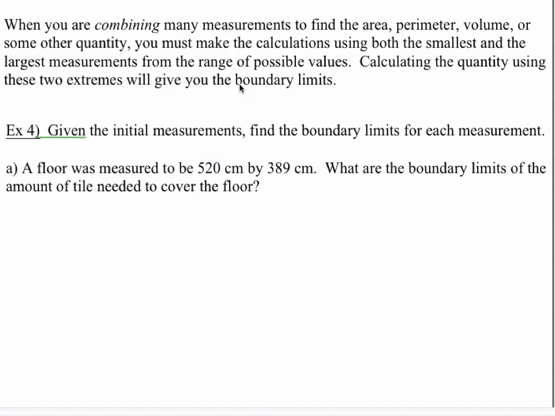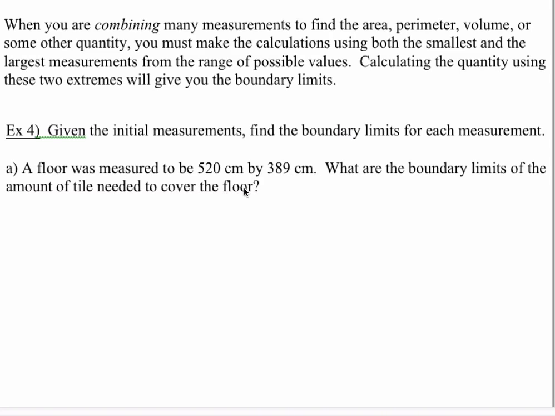Next, when you're combining many measurements to find the area, perimeter, volume, or some other quantity, you must make the calculations using both the smallest and largest measurements in the range of possible values, calculating the quantity. Using these two extremes will give you the boundary limits. So given the initial measurements, find the boundary limits for each measurement. So the floor was measured between 520 and 389 centimeters. What are the boundary limits of the amount of tile needed to cover the floor?